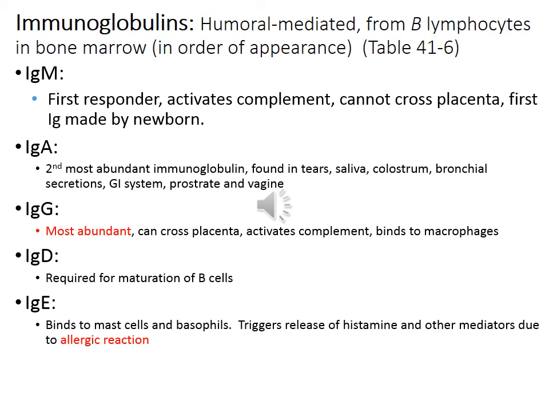IgG, this is the most abundant. It can cross the placenta. It activates complement and it binds to macrophages. Our IgD, this is required for maturation of B cells. And then the biggest thing to remember with IgE is this triggers the release of histamine and other mediators due to someone having an allergic reaction.